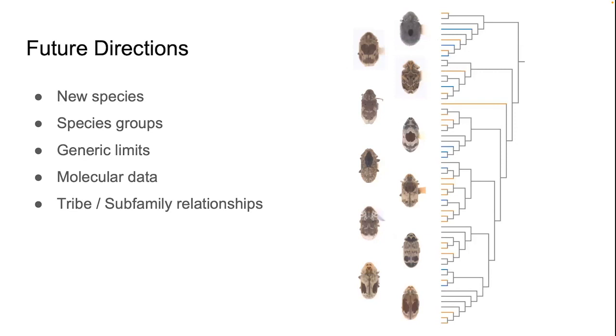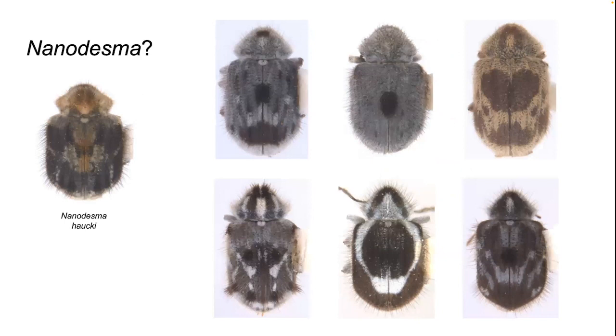That's a lot of species to try to include. And then beyond that are tribal and subfamily relationships, which are again not well-defined at all in the family. In terms of species groups, this one on the left there is named as a Hawkeye. It was described from Thailand. And there are actually, I think, nine species in the genus, but that's the only one I had a representative to take an image of.